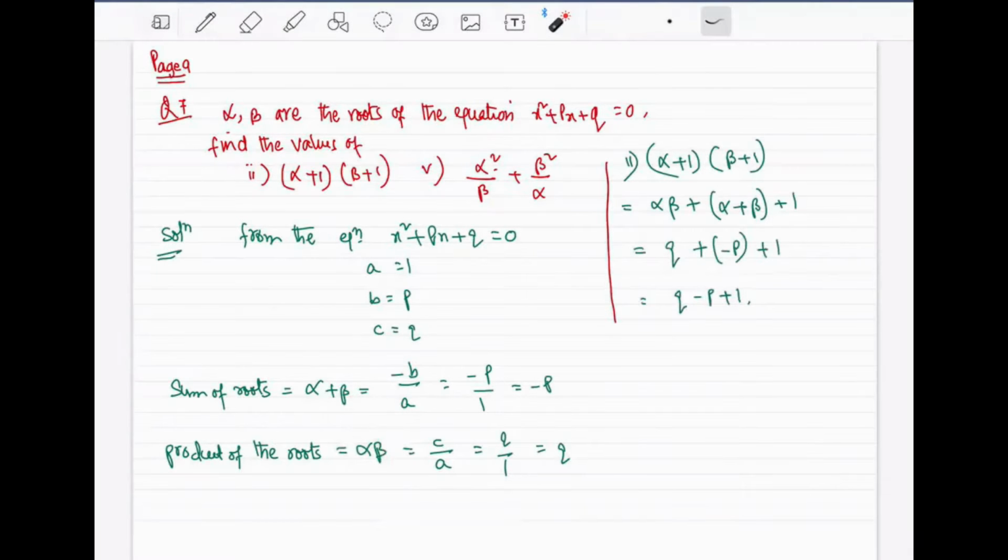Okay, let's do Roman number 5. Roman number 5 will be slightly longer, but still very easy if you are able to remember all the algebraic formulas.